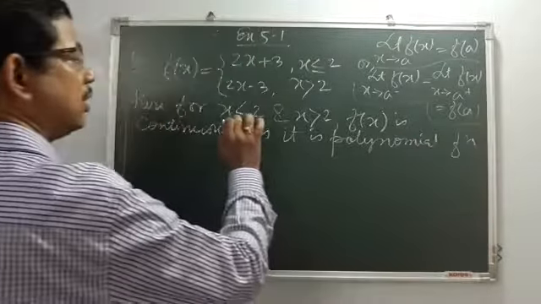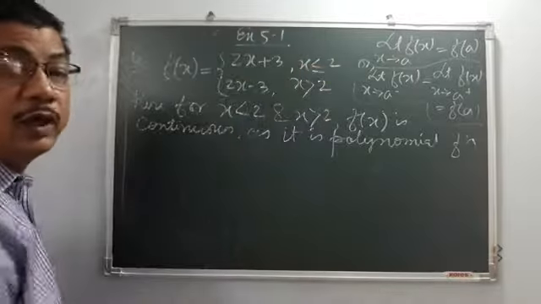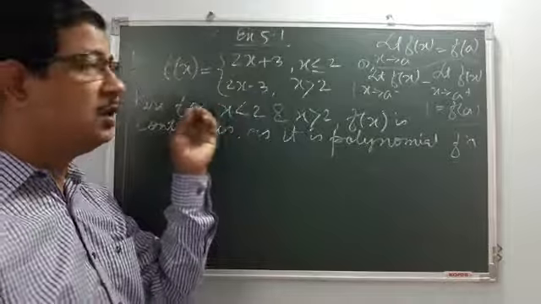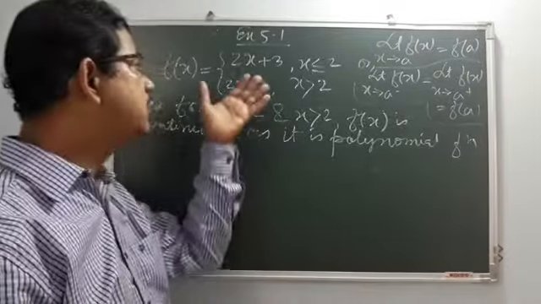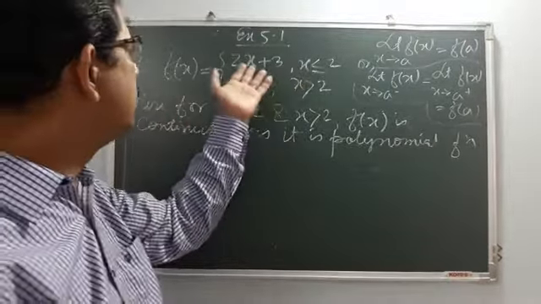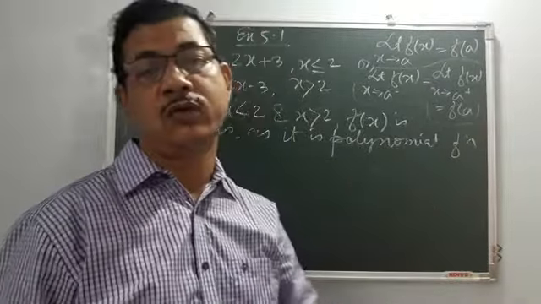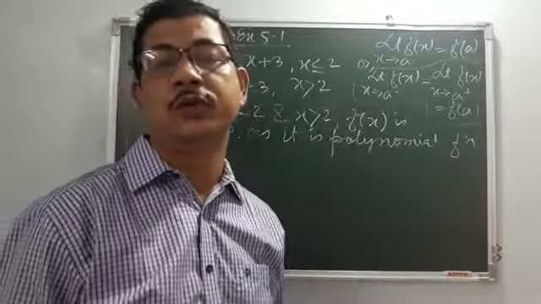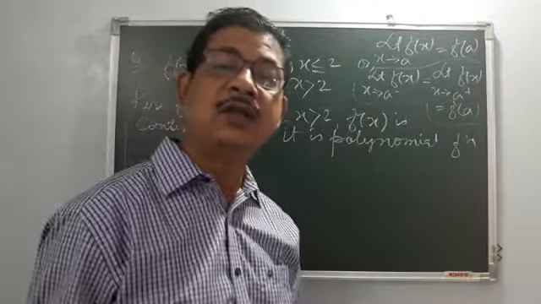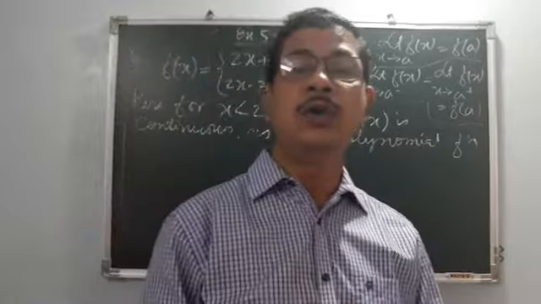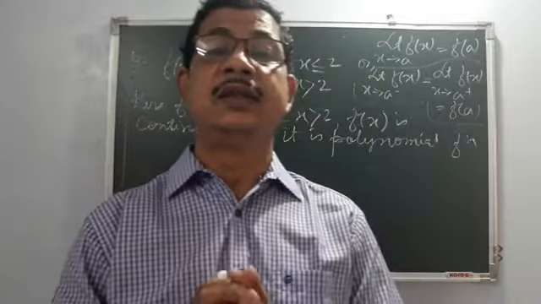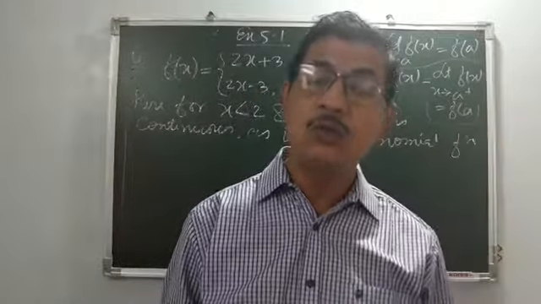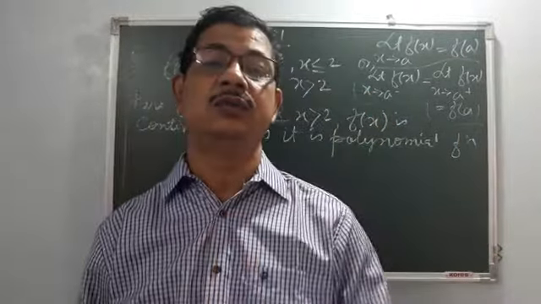For x less than 2, or x less than or equal to 2, this is the fixed value. This is a polynomial. So of course we will mention here that for x less than 2 it is a polynomial, so it is continuous. For x greater than 2, 2x minus 3, it is also a polynomial. So it is continuous. So both less than and greater than have polynomial values. So we cannot say that f(x) is discontinuous at the values x less than 2 or x greater than 2.